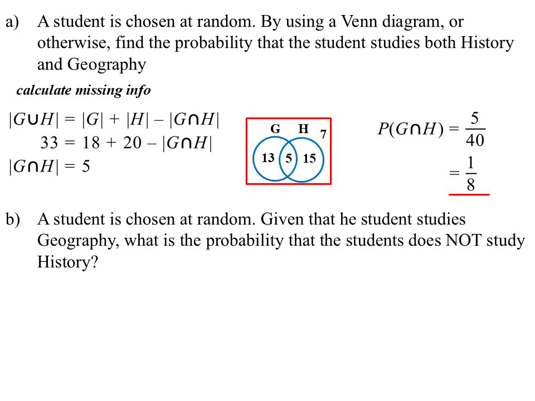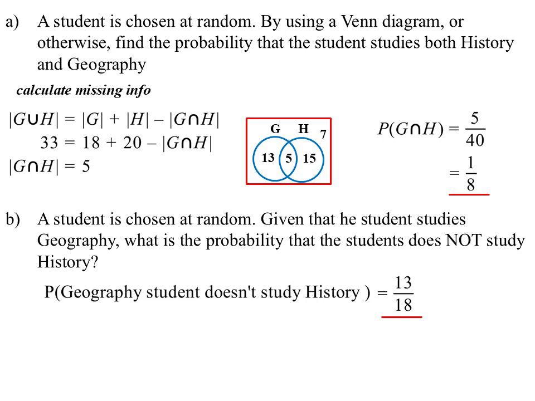A student is chosen at random. Given that he studies geography, what's the probability that they do not study history? So now we're told they do study geography. So if you like, geography has become the universal set for this problem. And we want to know that they don't study history. So just looking at the geography set, I can see, well, there's 13 that study geography but do not study history. Therefore, 13 out of 18 students that study geography, there's my probability. As I say, it's another way of listing the information without having to list every piece of information. It's just more the number of things that are in those sets.